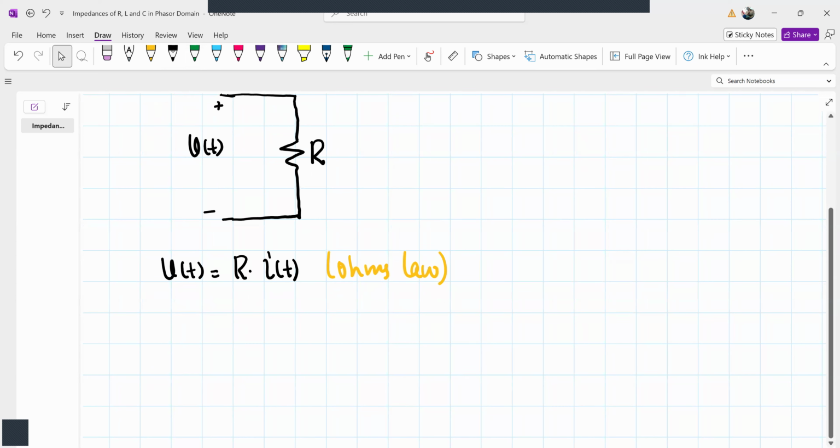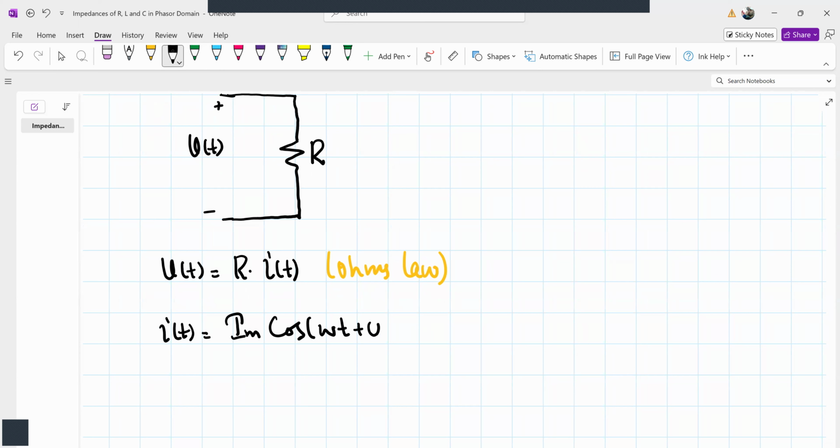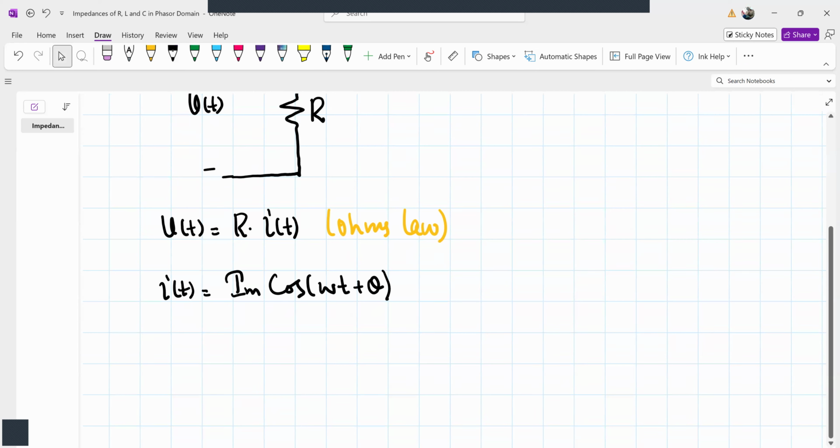Now let's suppose I of t is given as Im cosine of omega t plus theta. Okay, this is the current at any instant of time t. Now in phasor representation, we can write I phasor as Im at an angle of theta. Okay, I phasor can be written as Im amplitude at an angle of theta.